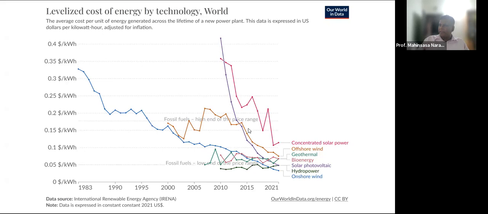Then we can discuss how the technology improved to decrease the levelized cost of energy generation for each technology, and what the feasible sources of energy generation are for each and every location.